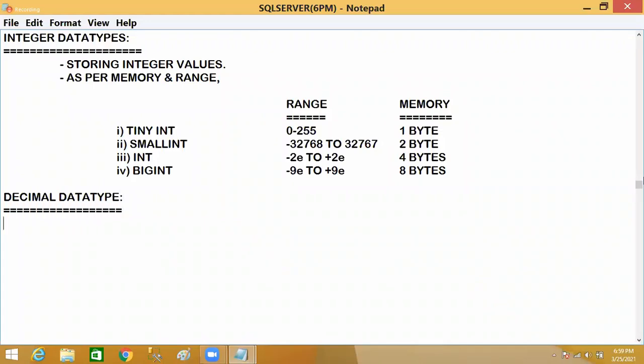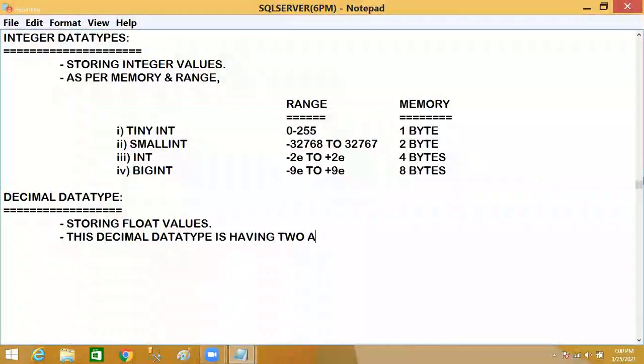So the decimal data type, guys, stores float values. This data type has 2 arguments, guys. Okay, this decimal data type has 2 arguments.